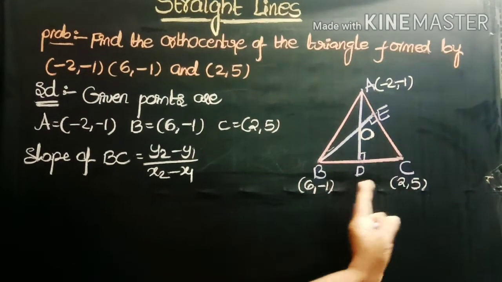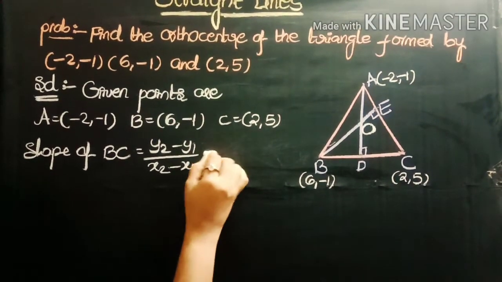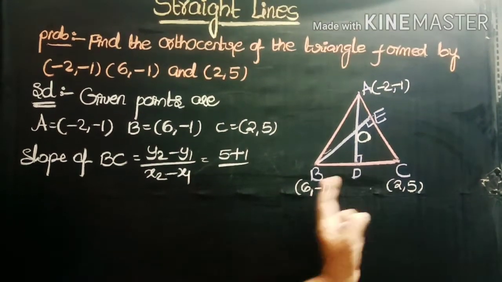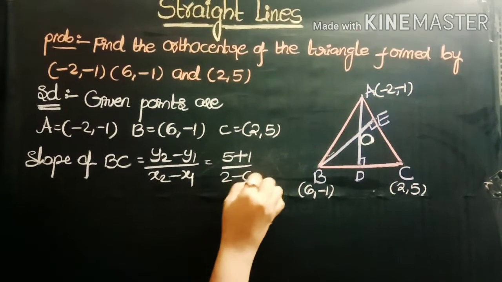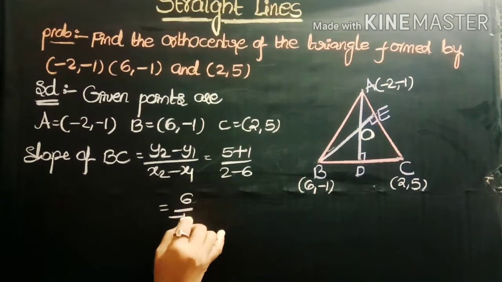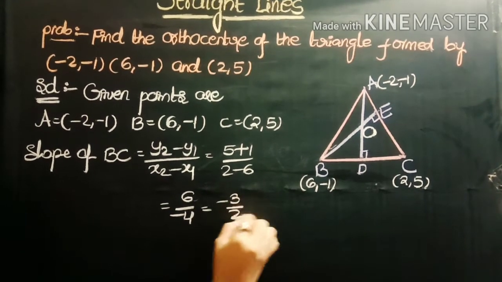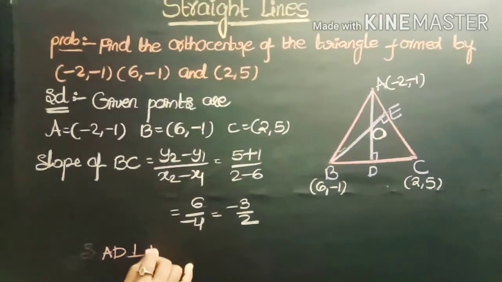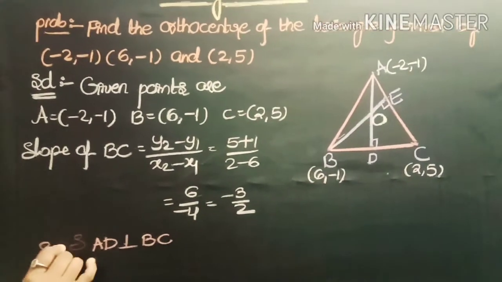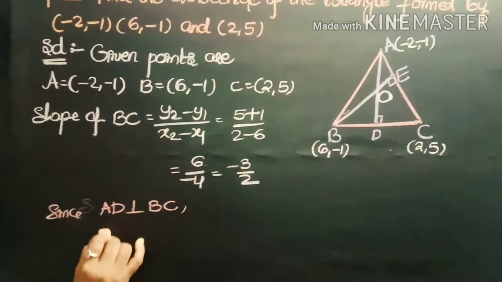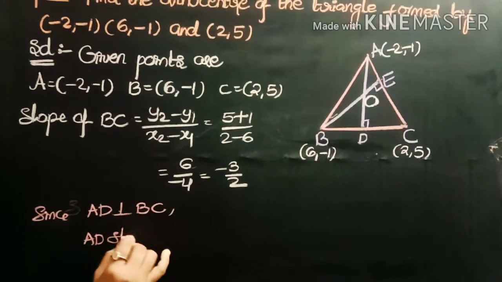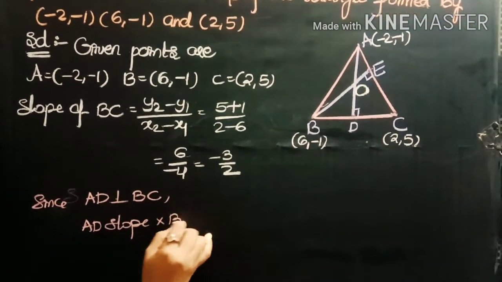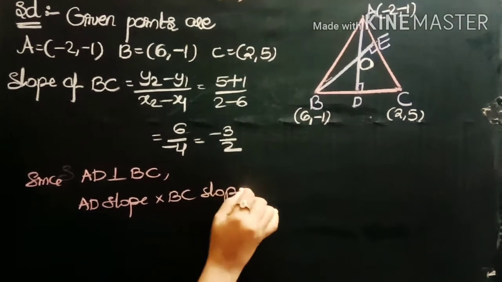So y2 minus y1, 5 minus -1, that is 5 plus 1, by x2 minus x1, 2 minus 6. And this is equal to 6 by -4, which is equal to -3 by 2. Now this is the slope of BC. Here we have that AD is perpendicular to BC. Since AD is perpendicular to BC, AD slope into BC slope is equal to -1.